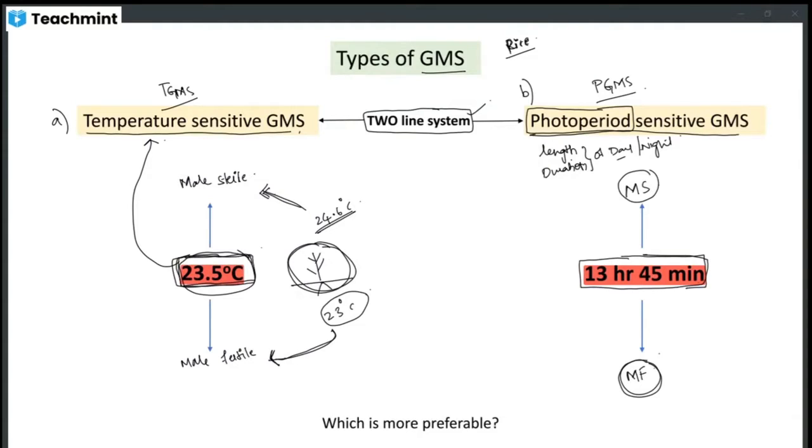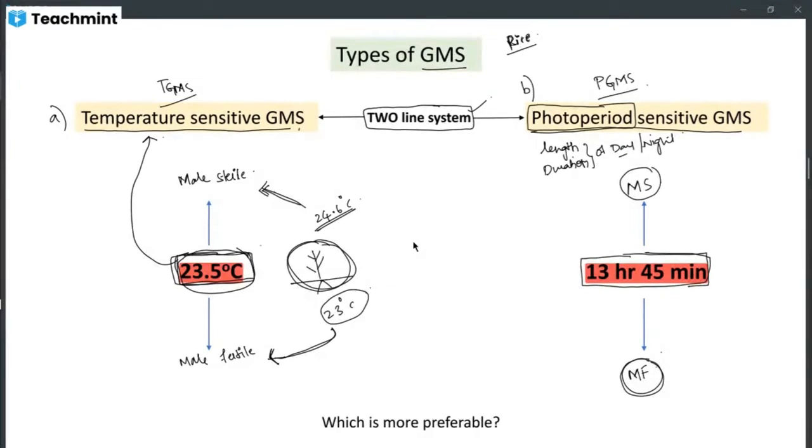Which one? PGMS. You can elaborate it in the full form. Which one? The temperature sensitive. Yeah, temperature sensitive. See, temperature sensitive is more preferable when compared to photoperiod sensitive.